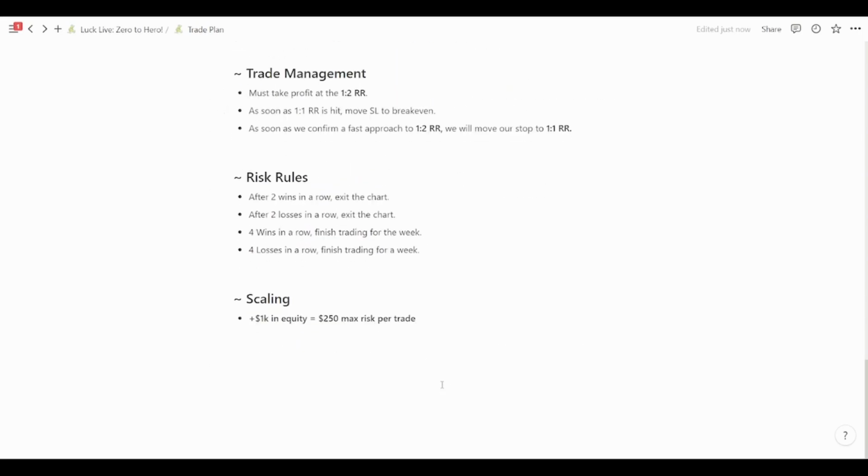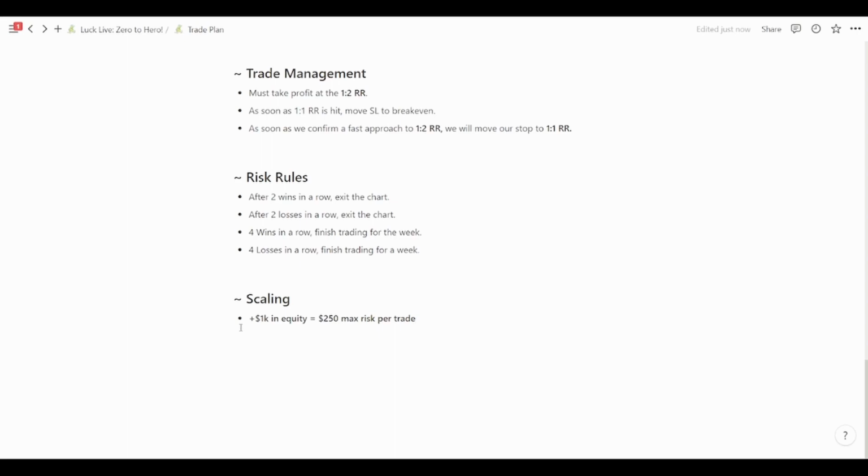Because if we think about it, if we have that additional 1K in equity, our drawdown is going to be $2,250. We're going to have about, I want to say 9 trades to lose in a row to actually lose all of that equity and to liquidate the account. Now, I could lose 9 trades in a row theoretically, but not in the course of a week or even 2 weeks, because again, 4 losses in a row, you're done trading for the week, right? So with that in mind, that's how I'm going to scale.